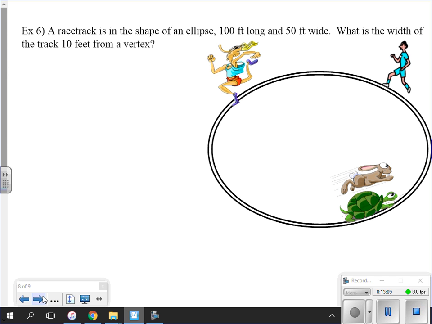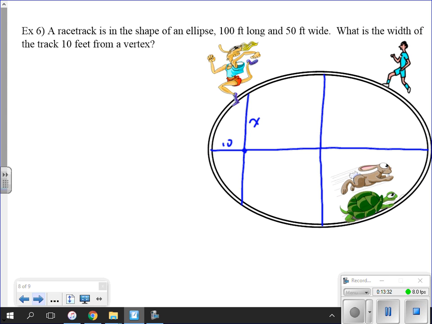A racetrack is in the shape of an ellipse 100 feet long and 50 feet wide. What is the width of the track 10 feet from a vertex? So it wants to know that length between those 2 points, from here to here. That's what it's looking for.